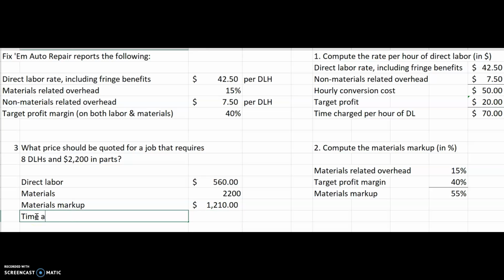So our time and materials price for this job, the $560 plus the $2,200 plus the $1,210, $3,970.